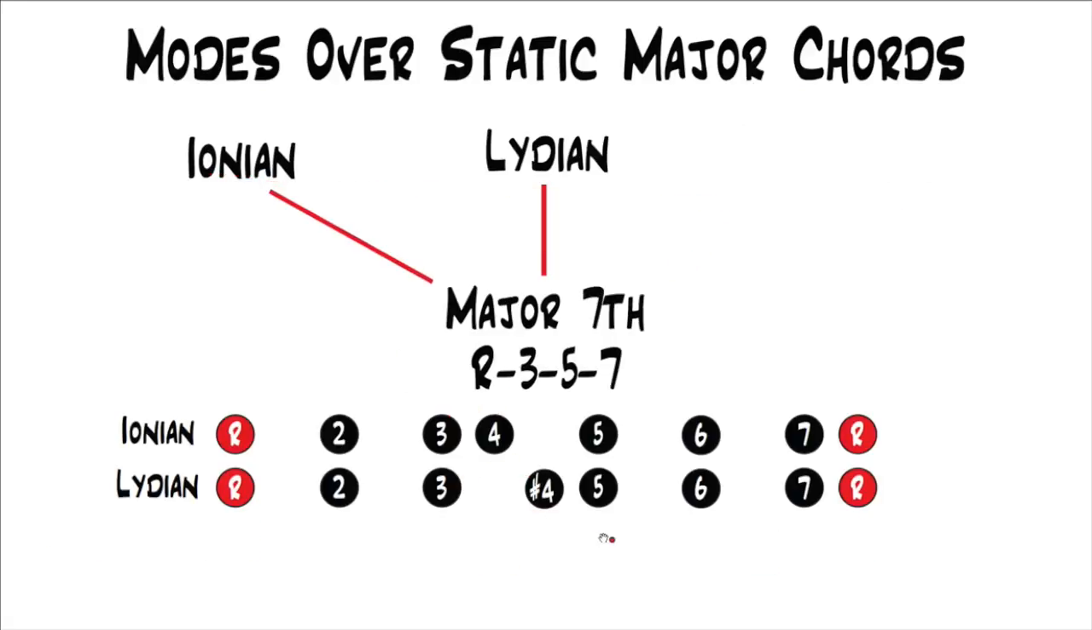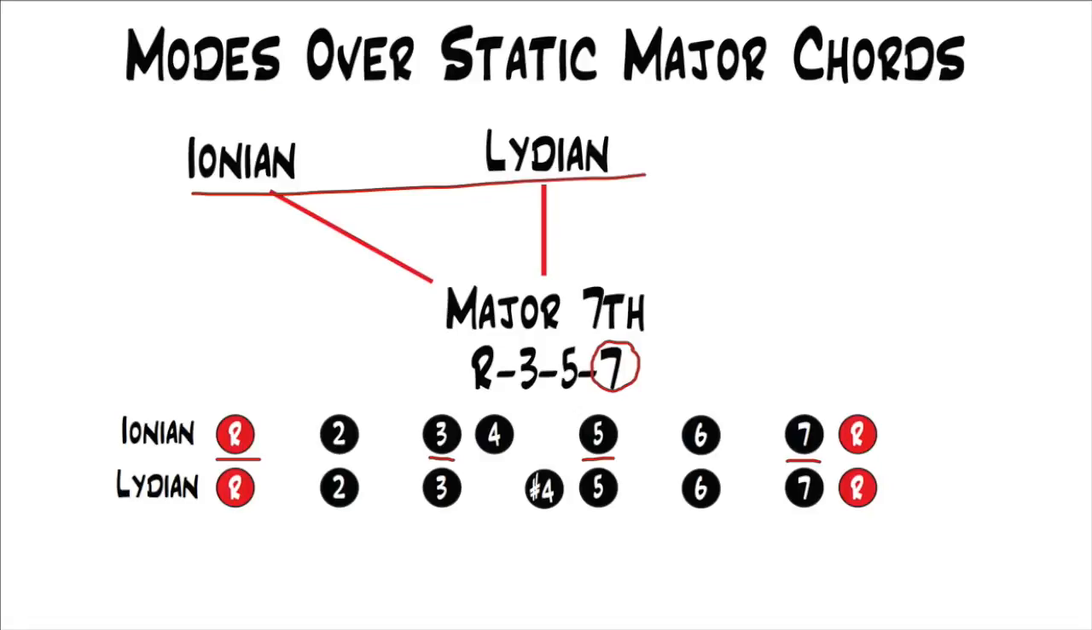Now, if you're soloing over a major 7th chord, which you know is root, 3, 5, 7, your only options from the major scale modes are Ionian and Lydian, because Ionian and Lydian are the only ones that have root, 3, 5, and a major 7th. You know that Mixolydian has a flat 7, so you're not going to play that flat 7 over a major 7 chord, because the major 7 chord has the major 7th in it, so you're not going to play a minor 7th or a flat 7th. That's going to sound horrible over the major 7 chord.